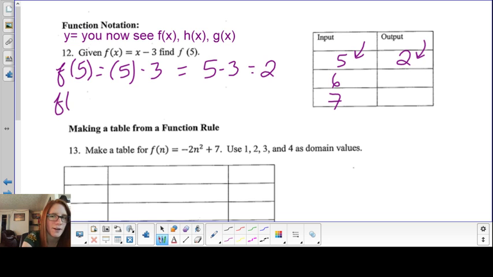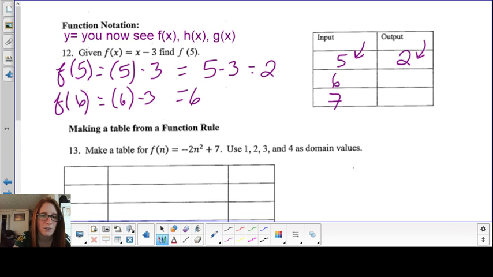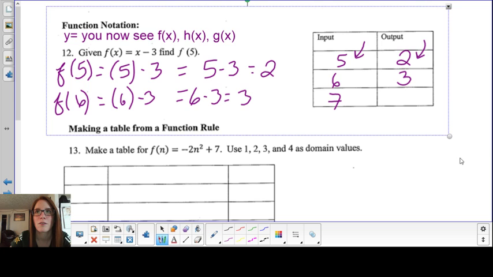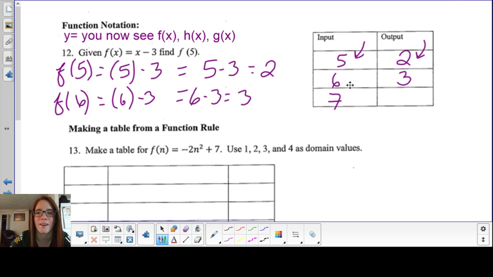All right, let's try f of 6 now. So where I see x, I'm going to write 6. Since nothing else is going on here, I don't have times anything or divided by anything, I can go ahead and drop the parentheses. So I have 6 minus 3, which is 3. So when I input 6, or when I plug in 6, I get 3. I'm going to do that last one off here to the side. So f of 7 is 7 minus 3, which is 4.